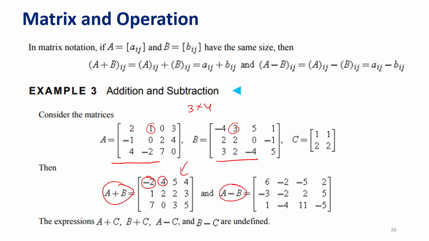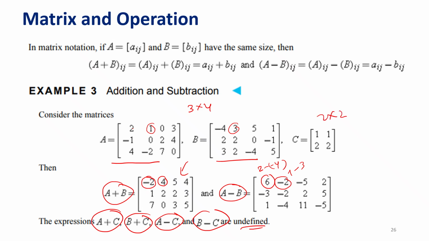For A minus B, it's the same. This one will be equal to 2 minus 4, so you get minus 2, and this one is equal to 1 minus 3, so it's equal to minus 2. So this is how to calculate addition and subtraction of matrices. However, A plus C, B plus C, A minus C, and B minus C are undefined because the sizes of the matrices are not the same, so you cannot add or subtract matrices that are not of equal size.